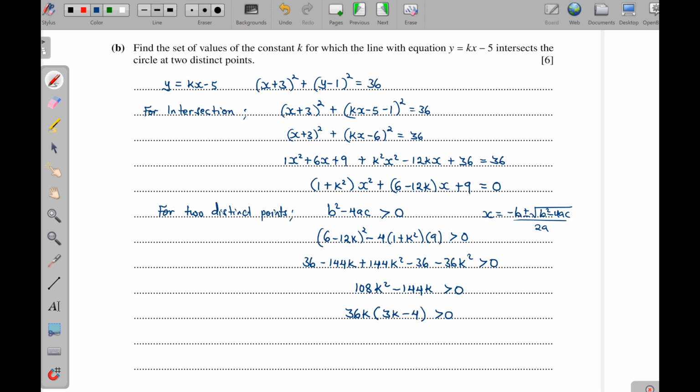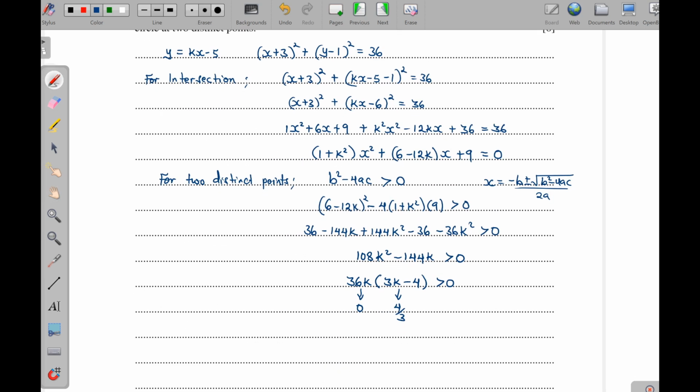So by equating this one to 0, I'll get my k as a 0. Then when I equate this one to 0, I'll get 4 over 3, okay? These are the critical values. Now, a mistake that is done here, people get this, they equate to 0. In fact, they say, the way they solve quadratics, so they say 36k is greater than 0. Then again, 3k minus 4 is greater than 0. The moment you do that, you fail, okay?